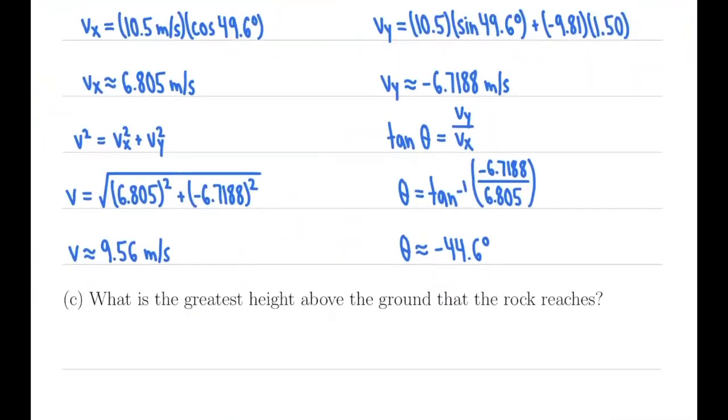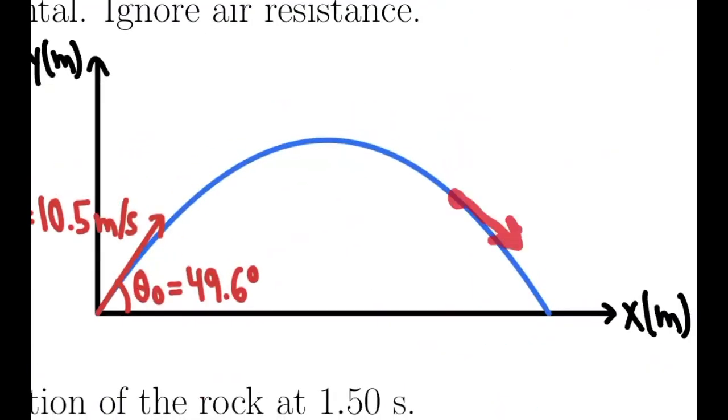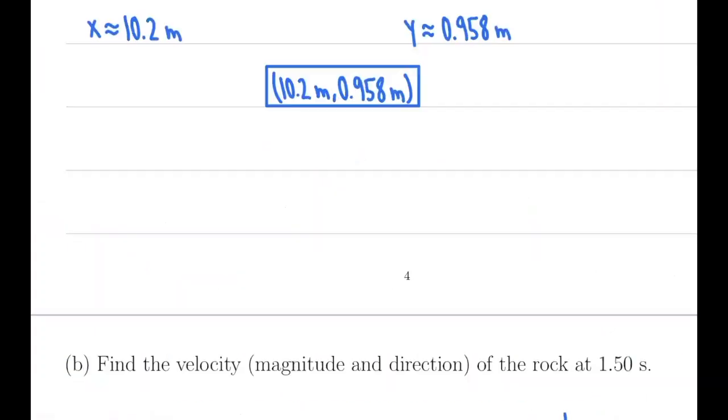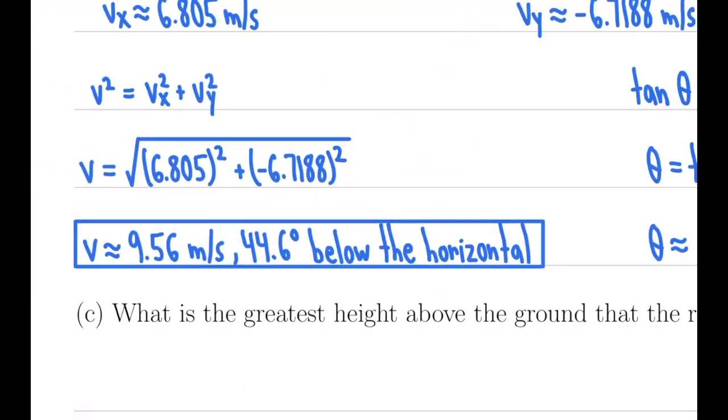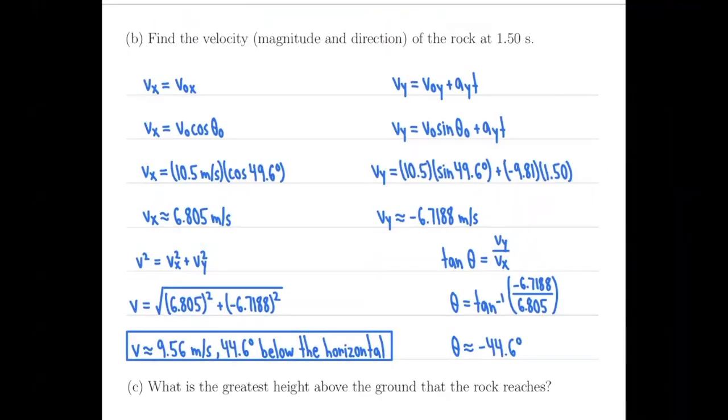A negative angle just means that it's below the horizontal. Basically, we're at this point right here. We have Vx to the right, Vy pointing down, and we have this angle here below the horizontal. So I'm going to write, comma, 44.6 degrees below the horizontal. All right, so that's the magnitude and direction of the velocity at 1.5 seconds.